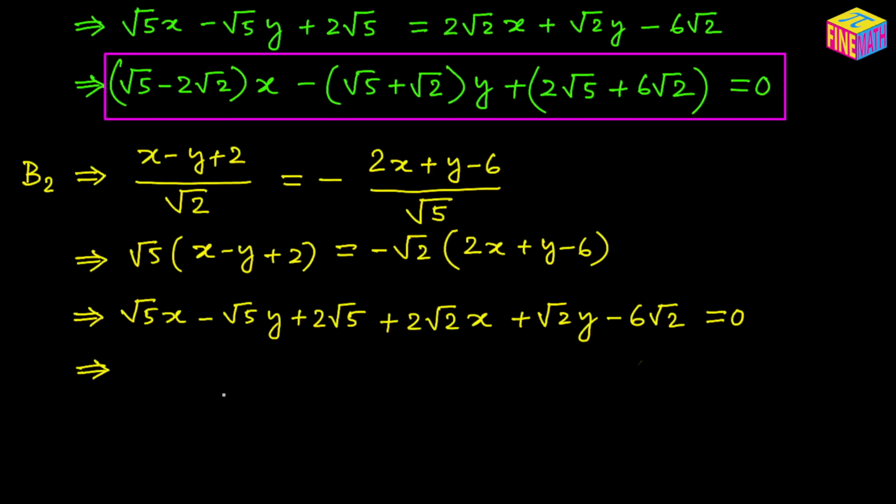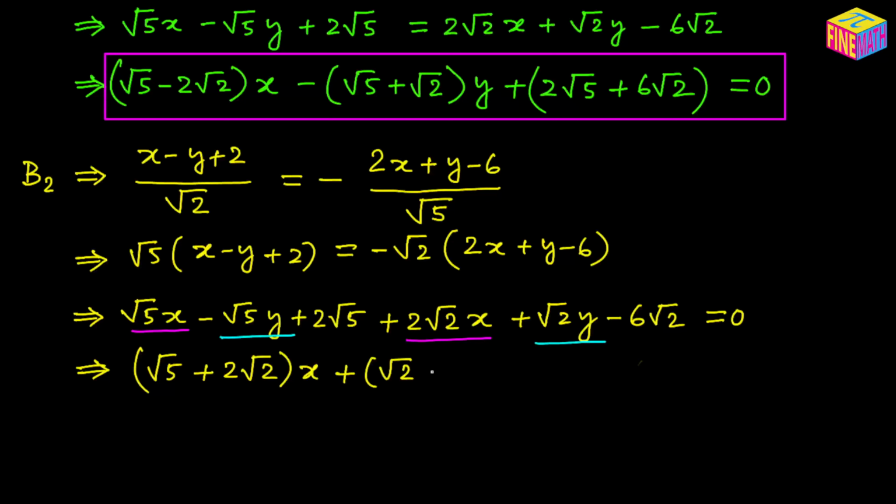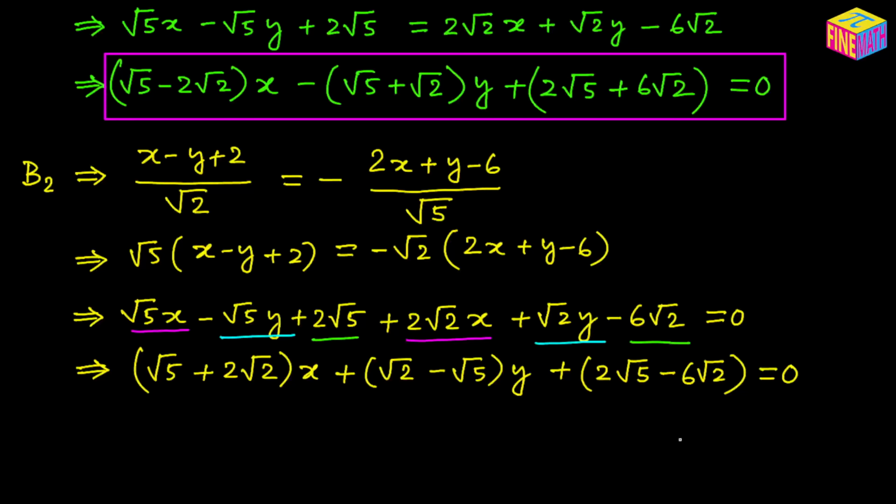And now if we combine the x terms, then we have a square root of 5, which is right here, and then we have 2 times square root of 2, and that's a positive one, so all of that times x. And then for the y terms, we have a positive square root of 2 and a negative square root of 5, so we can write it as (square root of 2 minus square root of 5) times y. And then for the constant terms, we have 2 square root of 5 and negative 6 square root of 2. All of that equals 0, and that is the equation of our second bisector.